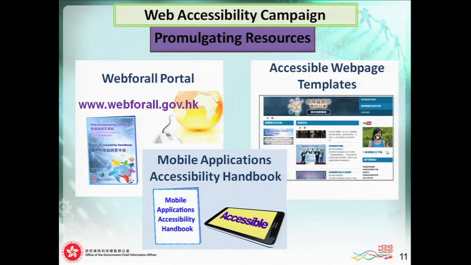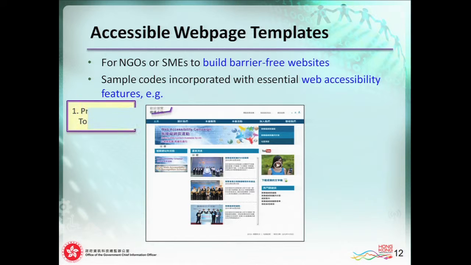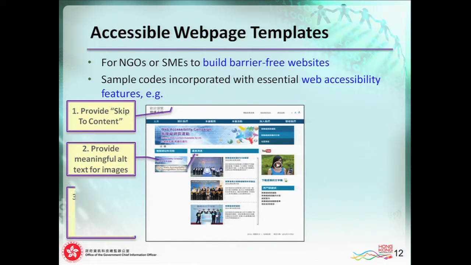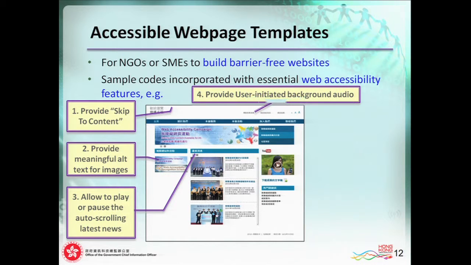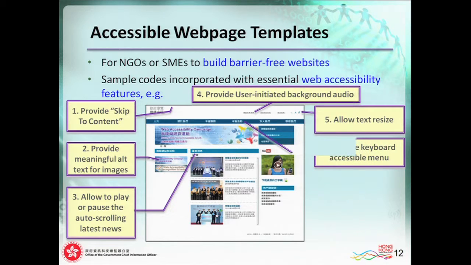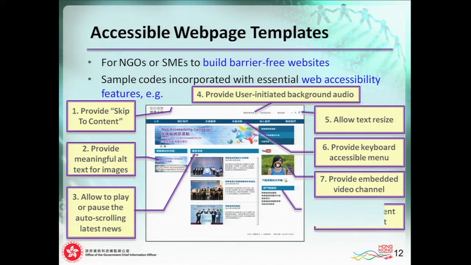And we have also developed a resourceful Web for All thematic portal for promulgating a lot of the resources that we built, especially on web accessibility. We have videos, illustrations, and also accessibility handbooks published on the thematic portal. And this year, we have also just published a set of accessible web page templates. These templates are especially tailor-made for non-government organizations and small to medium enterprises for them to build barrier-free websites. And we provide sample codes that have already incorporated the essential web accessibility features.